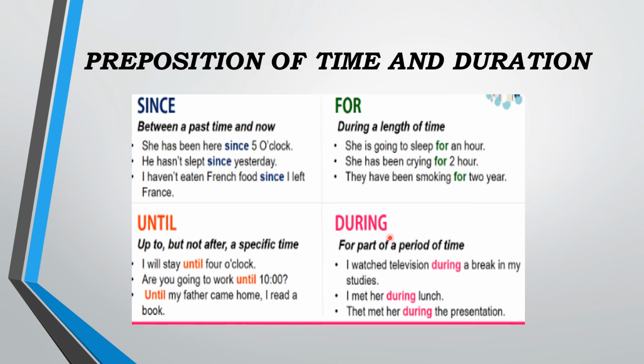Now moving on to the next example, that is during. It represents a period of time. When we were discussing about for, it represents a length of time. Now we are moving on to a period of time. Okay, be clear about for and during. When we are moving on to the example, I met her during lunch. During that particular period of time, during that lunch period of time, I met that girl. I watched television during a break in my studies. I was studying. I took a break. During that particular period of time, I watched a television.